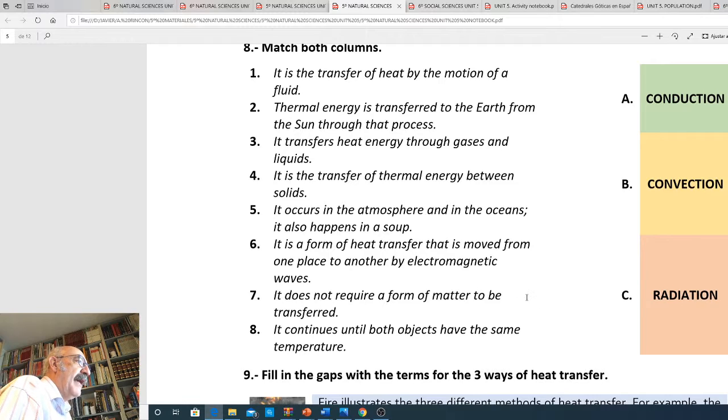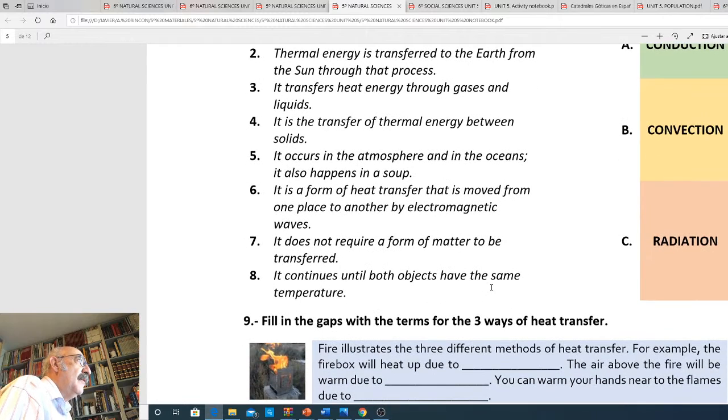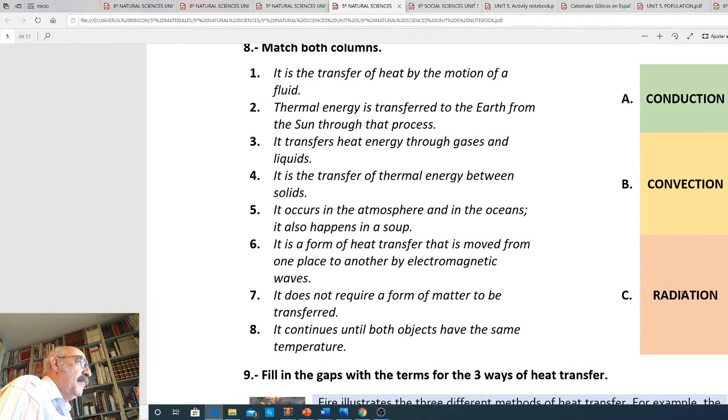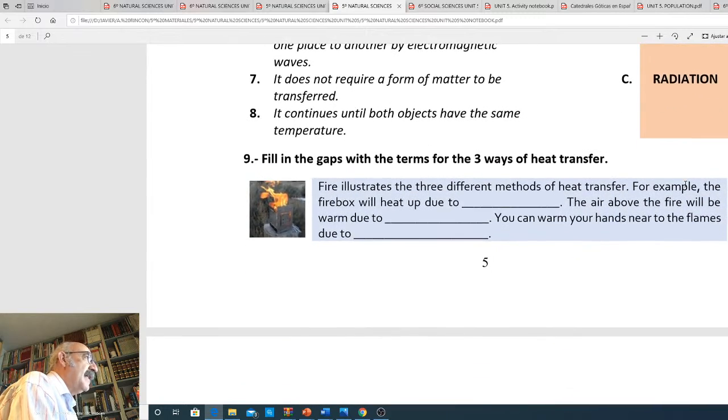Okay, and finally, it continues until both objects have the same temperature. Radiation is impossible, because you have to think of the sun. The sun doesn't lower its temperature, so it could be convection or conduction. So number 8 could be A or B. So let's move to the next exercise.